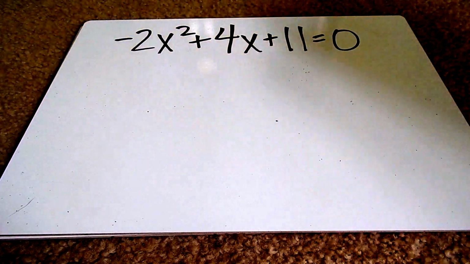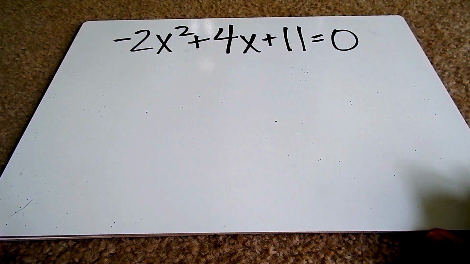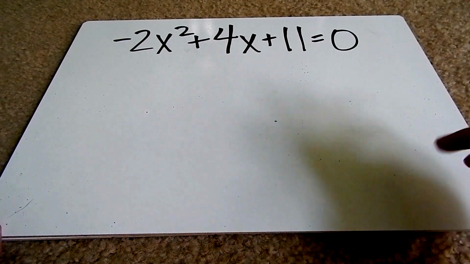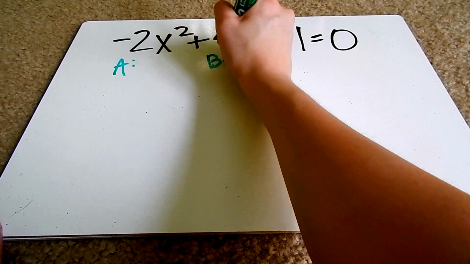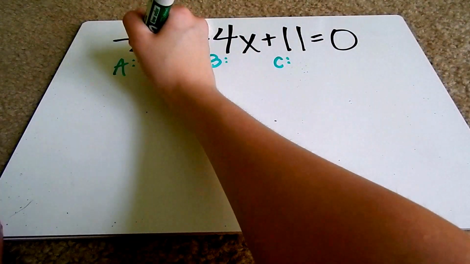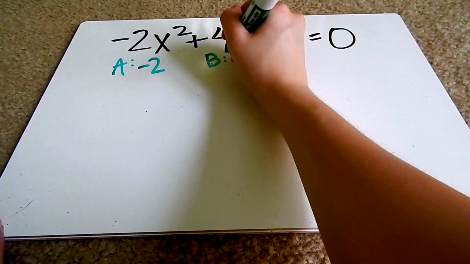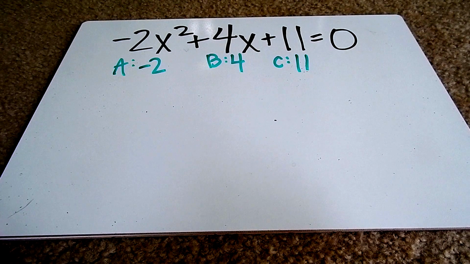Okay, moving on to our last example here. Again, we need to make sure we're equal to 0, and in this case we are. If not, we would have to move over some numbers. So our next step is to label our A, B, and C values. A in this case would be -2, B would be +4, C would be +11.